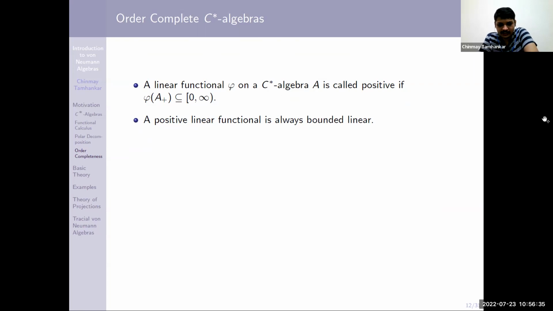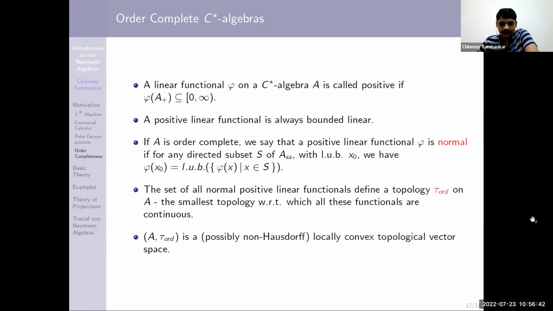Now we restrict to order complete C-star algebras and give some further definitions. If A is order complete, we say that a positive linear functional phi is normal if for any directed subset S of the set of self-adjoint elements with LUB x0, we have that phi(x0) is the LUB of all phi(x), where x varies over S. So this means that phi respects this LUB structure.